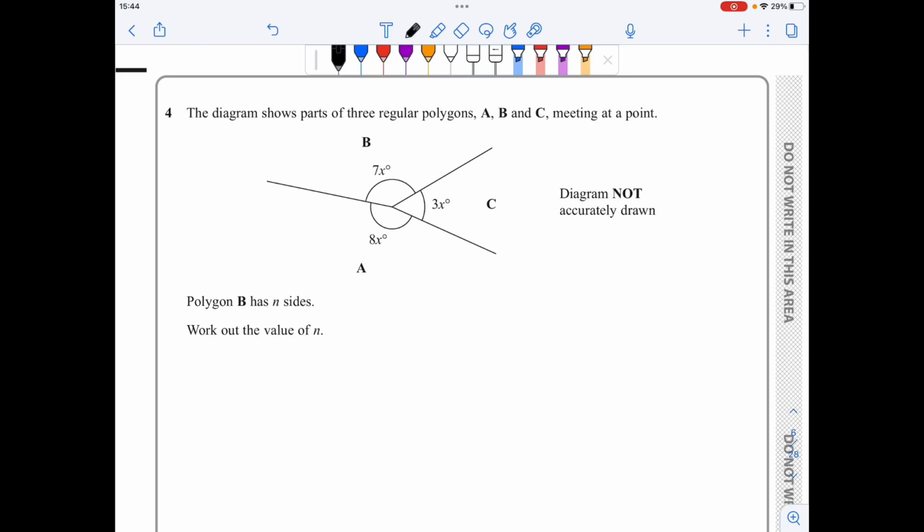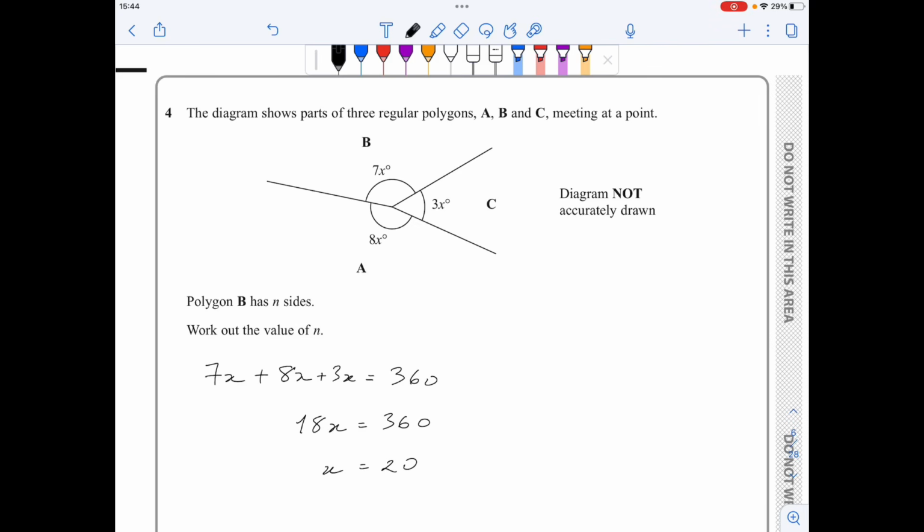For question 4, all these three angles should add up to 360. So 7x plus 8x plus 3x equals 360. So 18x equals 360. x comes out to be 20.